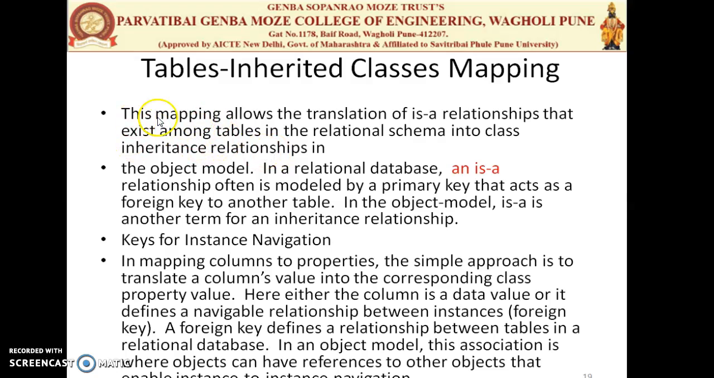That means a number of tables which are related to each other with the inherited relationship from the object oriented model. That means a number of tables with a number of different inherited classes. So in the object model, in the relational database, a relationship is often modeled as a primary key that acts as a foreign key to another table that we know. In the object model, another term which is represented is the inheritance relationship.